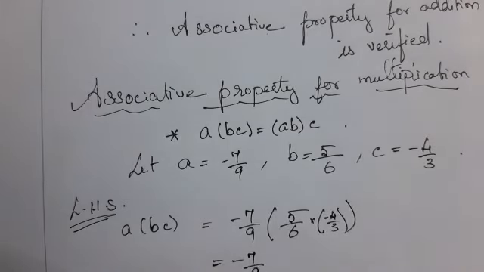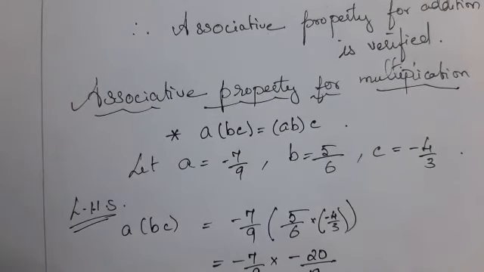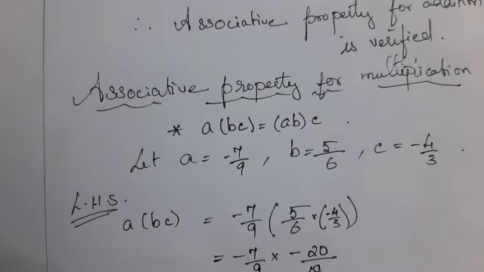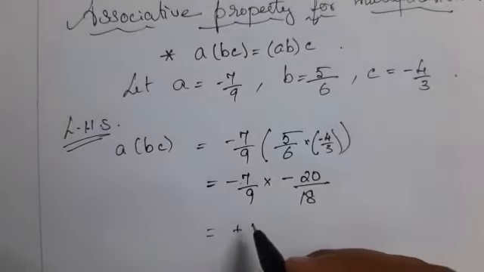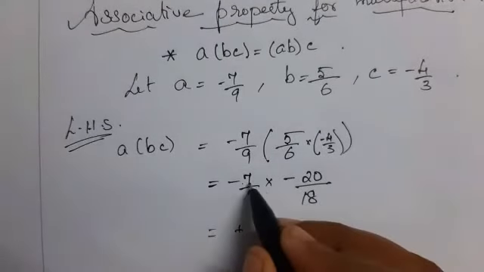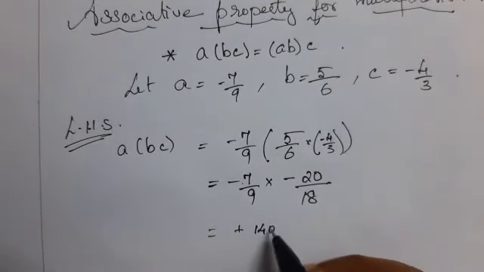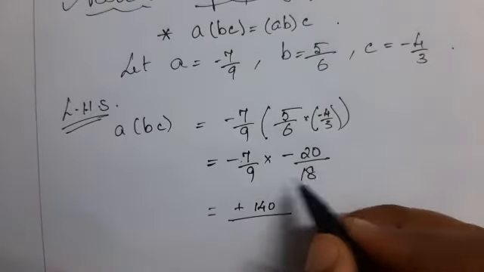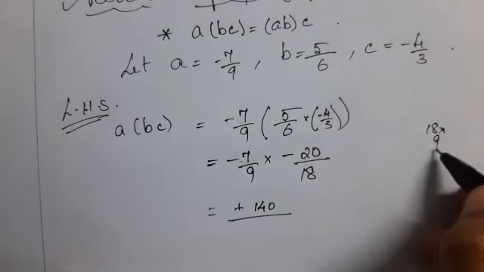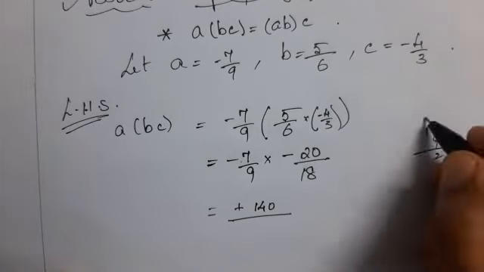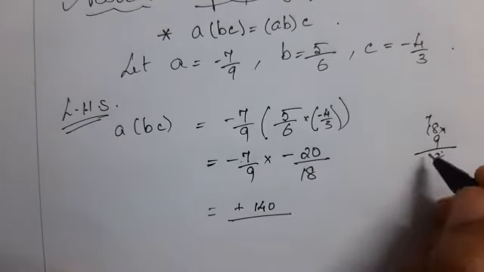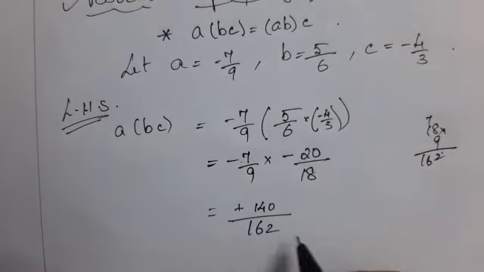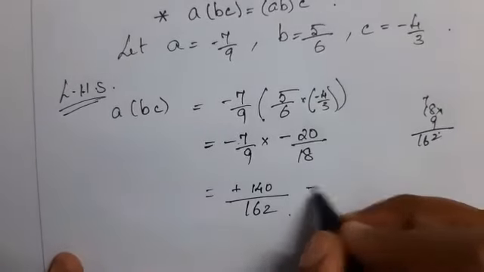Minus 7 by 9 into minus 20 by 18. Minus into minus plus, 7 into 20. 7 2s are 14, 0, 140, divided by 18 into 9, 162. Take it as equation 3.